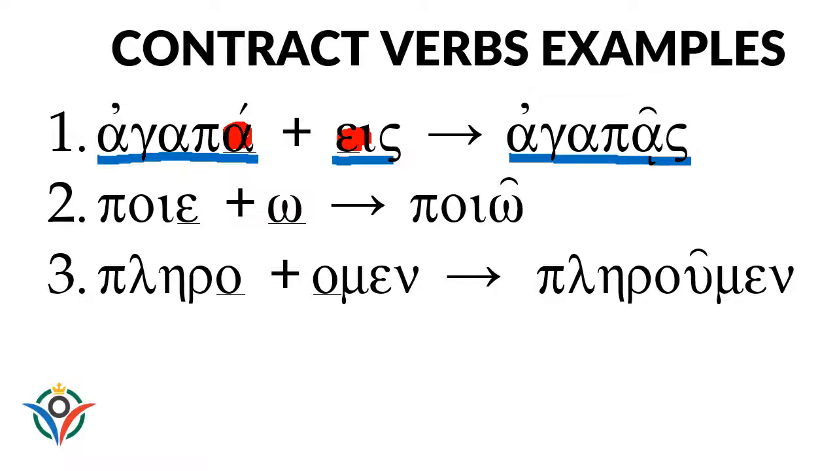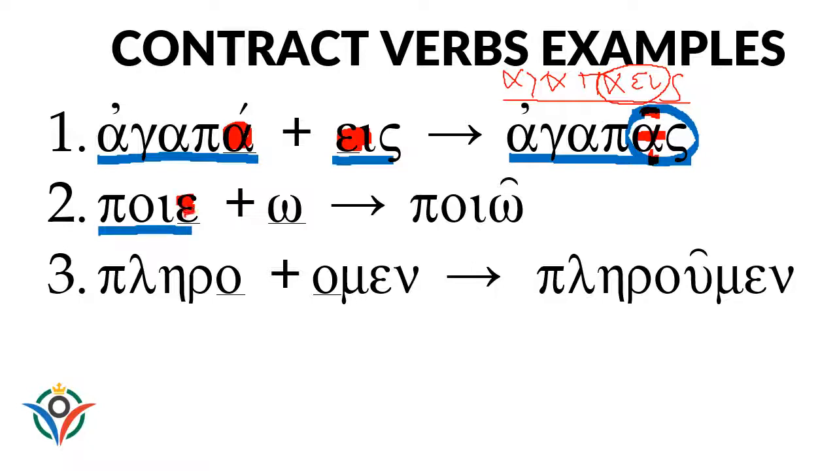All right, so you can see there that something has happened, and we call that contraction. So what you would expect based on what you've learned so far is agapaeis, if you just put them all together like that. So you see the alpha, epsilon, iota. However, contraction takes place, and so you have this new form here, the alpha with the iota subscript and the circumflex over the top.